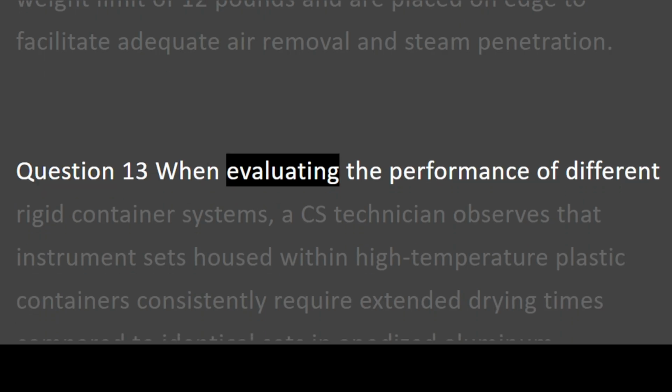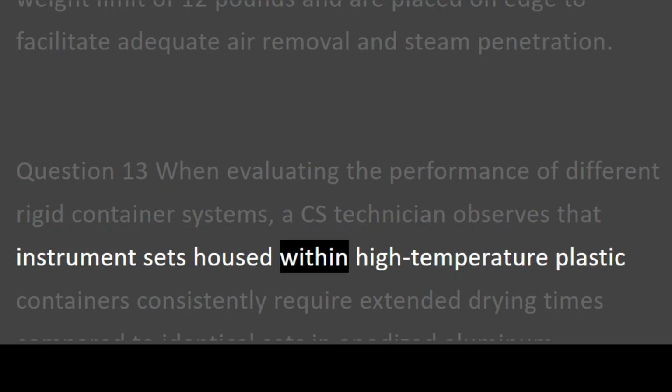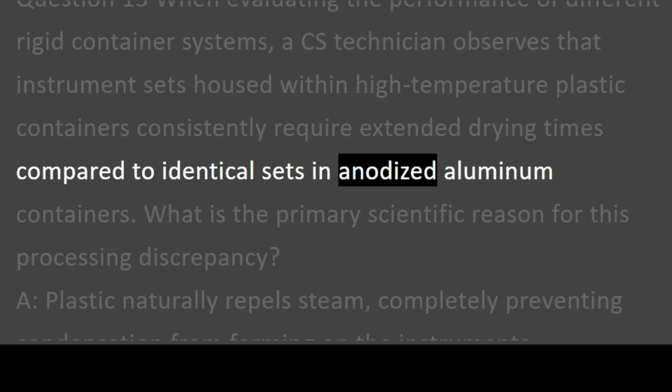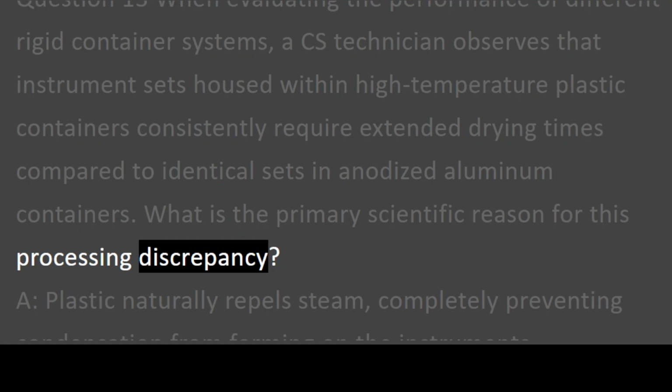Question 13. When evaluating the performance of different rigid container systems, a CS technician observes that instrument sets housed within high-temperature plastic containers consistently require extended drying times compared to identical sets in anodized aluminum containers. What is the primary scientific reason for this processing discrepancy?